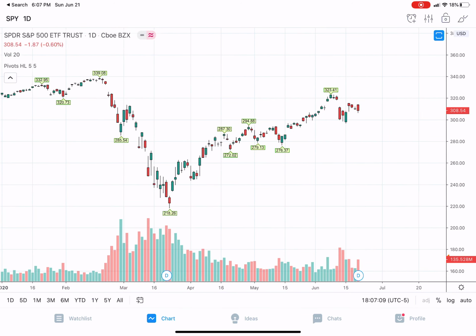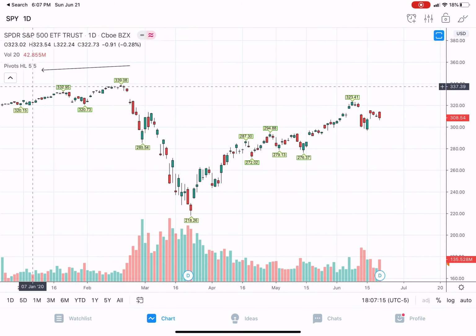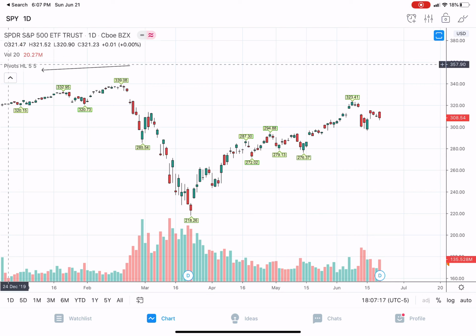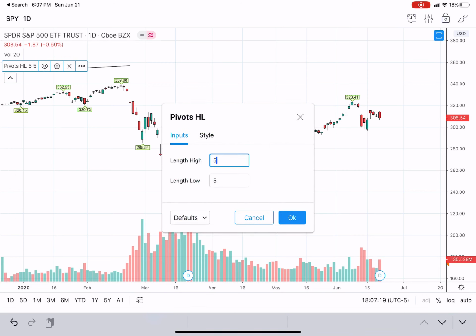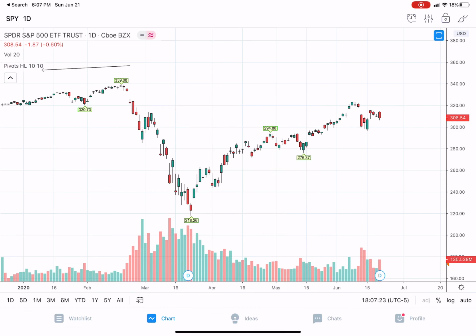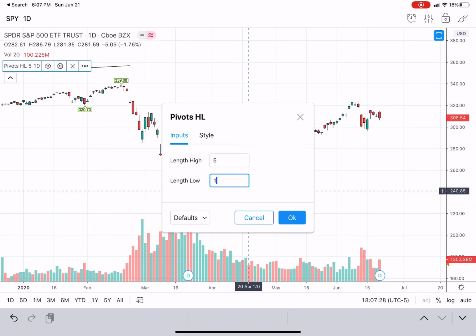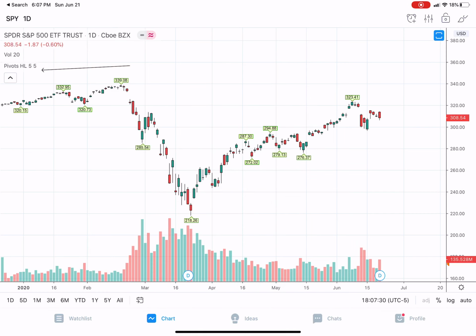So just a naked chart, I use pivot highs and lows. Here's the indicator right here. Typically I use wavelengths of 10-10, which will be less noise in the chart. It'll just show me key pivot points. But if you want more pivots, just use a wavelength like 5, and then you get more pivots.